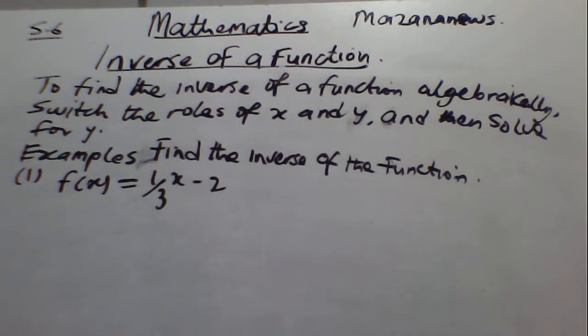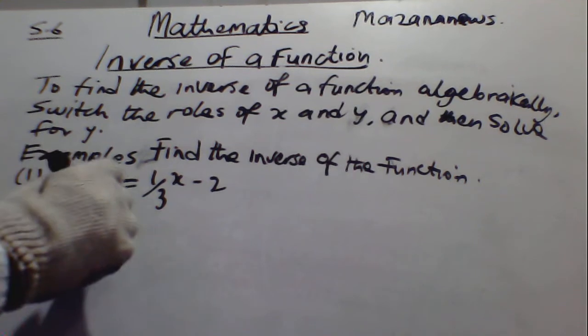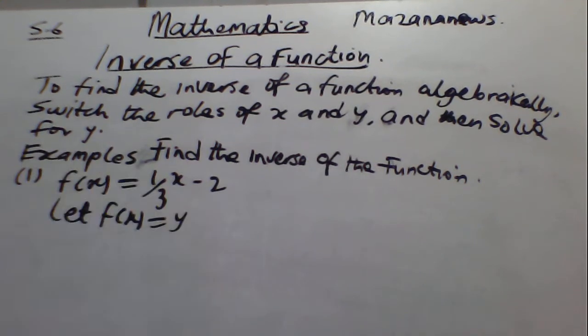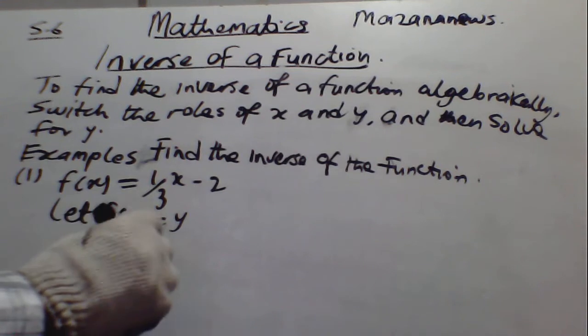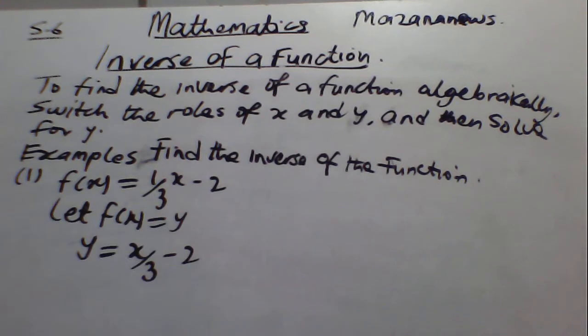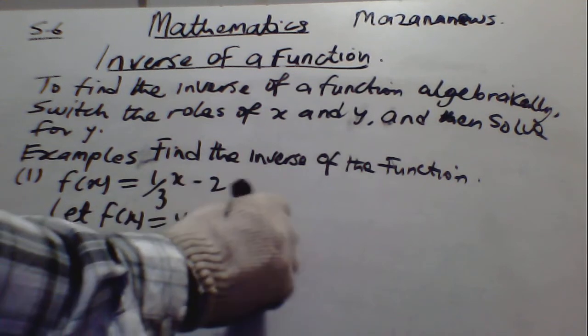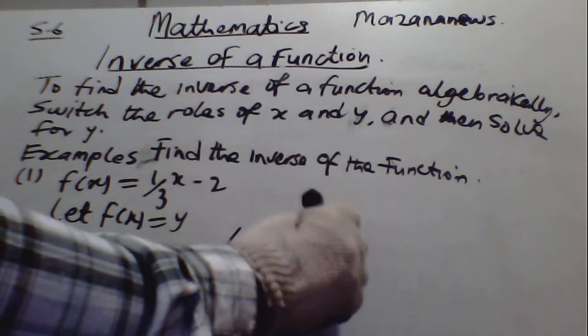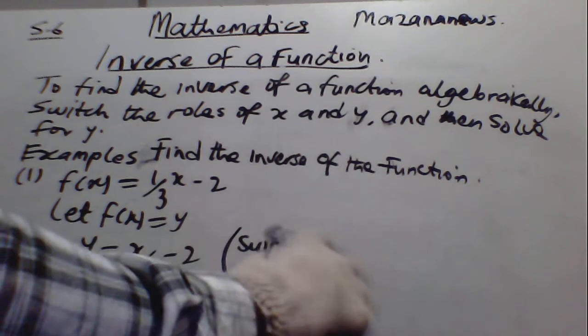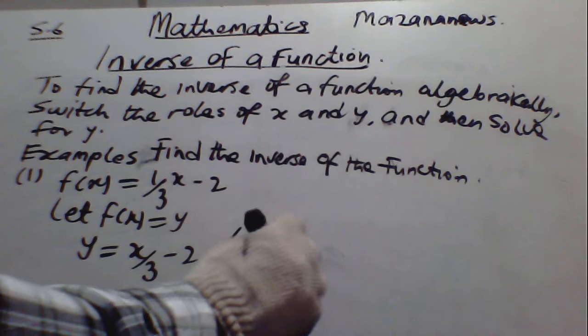So already we have solved some problems when we are talking of input and output. It is the same method you use, but in this case you have to switch the roles of x and y. So let f of x equal y. In this case we have y equals x/3 minus 2. We are trying to find the inverse. So at this point, switch x and y.